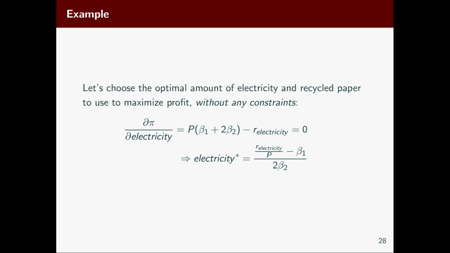So what is the optimal amount of electricity and recycled paper to use if we want to maximize profit? Again, not considering any constraints. Well, we just want to take the partial derivative of profit with respect to electricity. Again, you should be able to do this derivative. That's going to give us this function here: price times beta 1 plus 2 beta 2 minus the unit price of electricity.